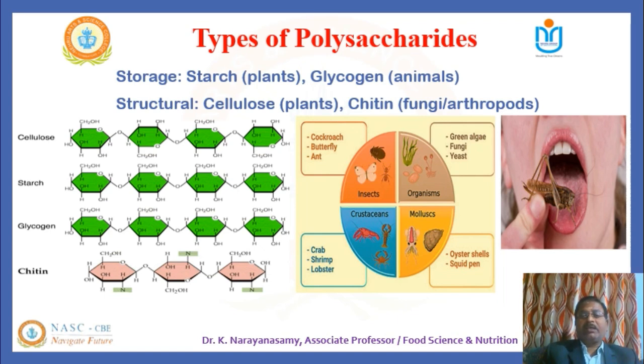And then chitin, another important structural polysaccharide, which is present in the phyla Arthropoda and fungi. All the insects on this earth have chitin. So chitin is actually a polysaccharide. This is the structure of glucose, cellulose, starch, glycogen, and chitin. Chitin is a very important one, which is present in cockroach, butterfly, ant, crab, shrimp, lobster. Crustaceans have this chitin. Other aquatic organisms, molluscs, all have this chitin. And this is a grasshopper, which also has a chitin layer. The outer layer is the chitin layer.